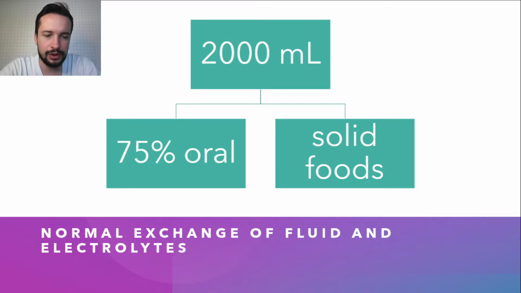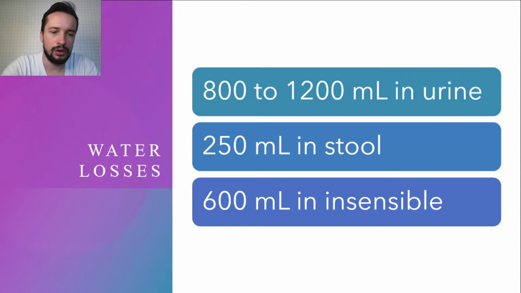The healthy person consumes an average of 2,000 milliliters of water per day, approximately 75% from oral intake and the rest extracted from solid foods. Daily water losses include 800 to 1200 milliliters in urine, 250 milliliters in stool, and 600 milliliters in insensible losses.